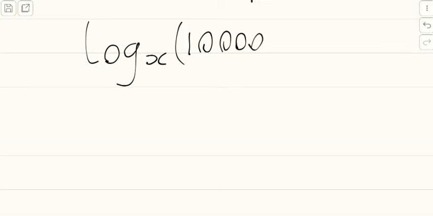And now we'll look at this example. So we see log to the base x of 10,000 is equal to 4. So have a go at this one. Just pause the video and have a go. Again, you get the greatest benefit from actually pausing and having a go before looking at how I do it.